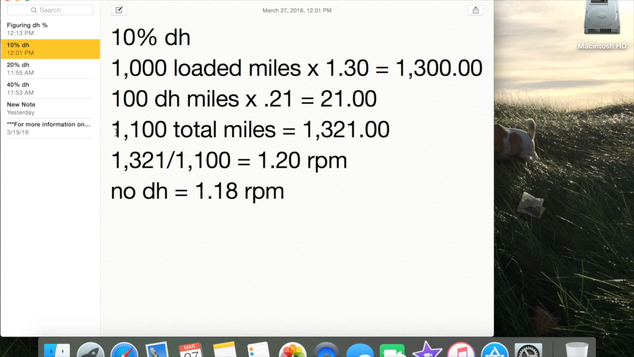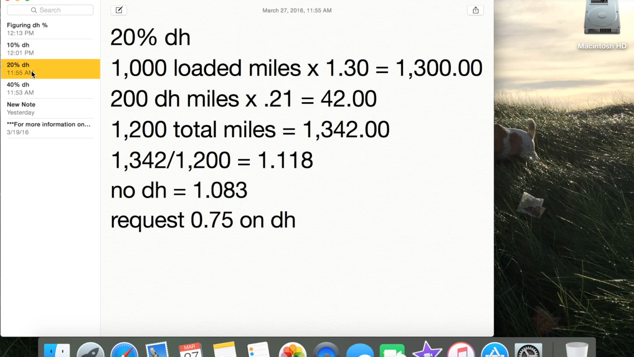So that would be a total of 1,100 total miles driven, and Panther would pay us a total of $1,321. So you take your $1,321 divided by your 1,100 miles, and that drops your rate down to $1.20 per mile. So you see how 10% deadhead drops your rate from $1.30 to $1.20. Now if you work for a company that doesn't pay deadhead, it would drop even further down to $1.18 per mile.